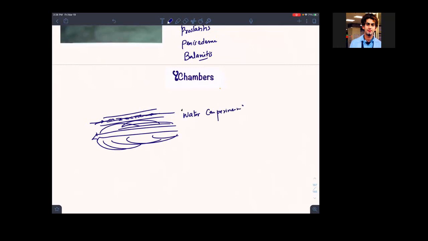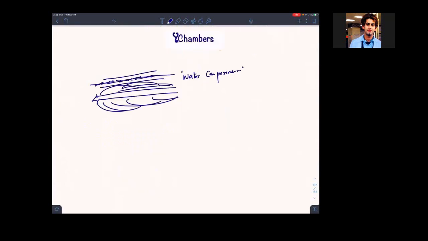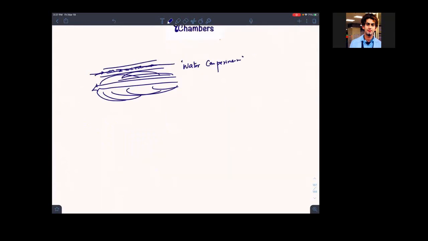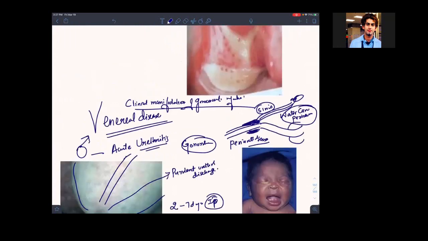Easy. So in males, it's called acute urethritis, epididymitis, prostatitis, edema of the penis, and balanitis. And the incubation period is 2 to 7 days. Easy, so easy. This is gonorrhea. Now, if I talk about the females, it's less common, less severe than in the male. But females are asymptomatic carriers.